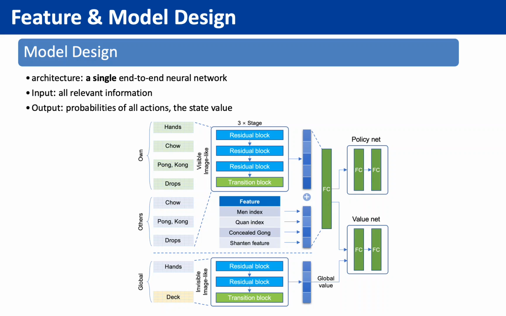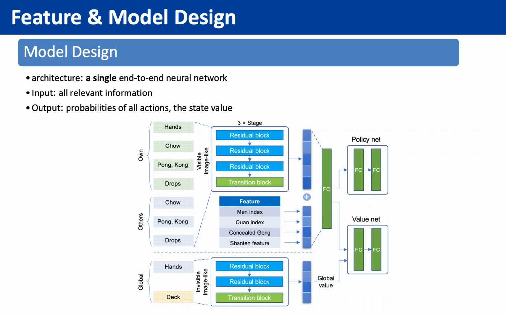As for the model design, we construct one single end-to-end neural network that takes all relevant information as input, and finally, the policy network outputs the probabilities of all actions. The value network outputs the state value, and in the training process, we use the global value to make the network predict the state value more accurately, and we just use the policy network in the inference stage.